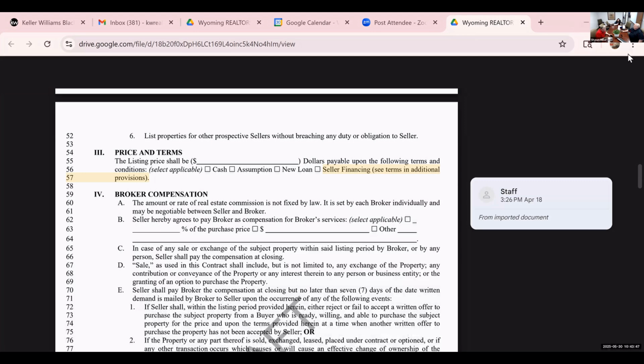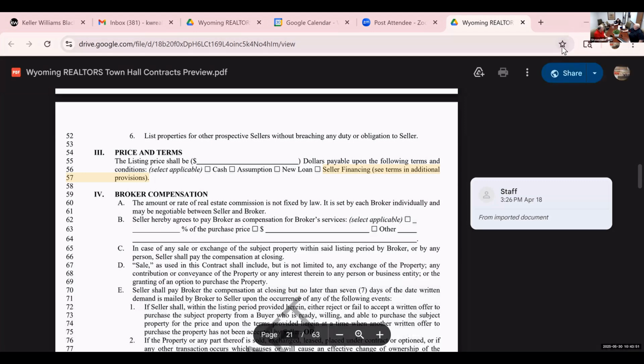So what happens in that scenario? Let's piggyback on your scenario. The buyer's agent writes into the offer 3%, but the seller's only willing to do 2.5. And now there's a negotiation over compensation. The negotiation in the whole contract. Yeah.